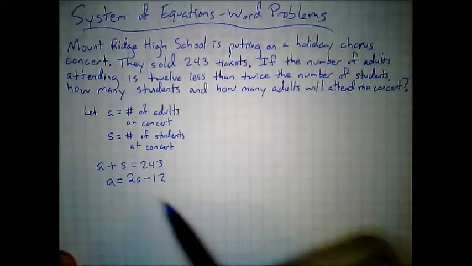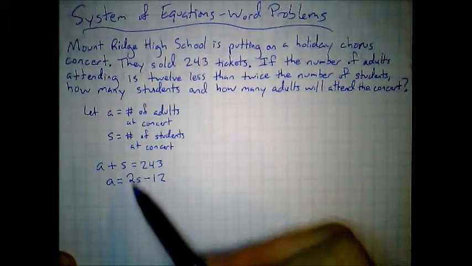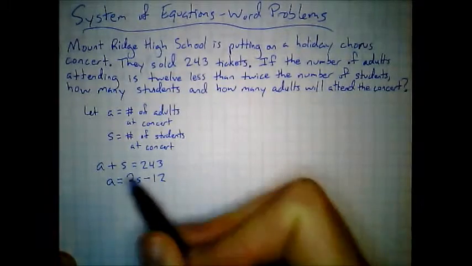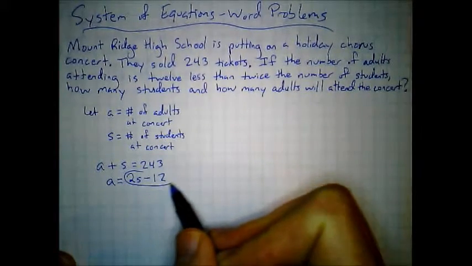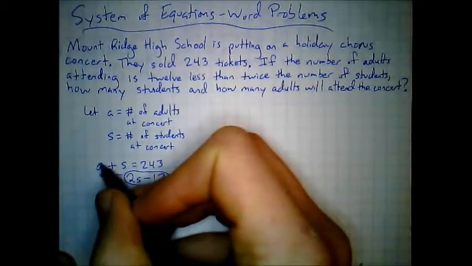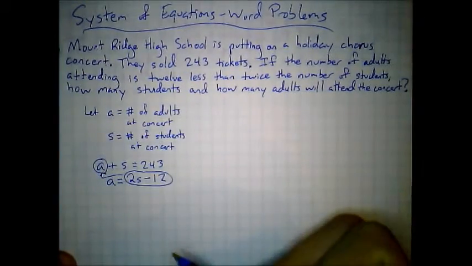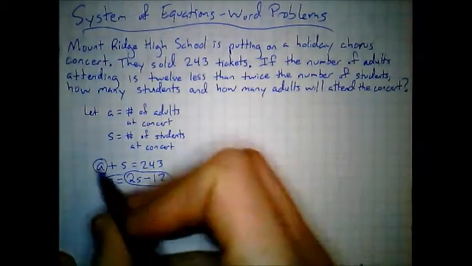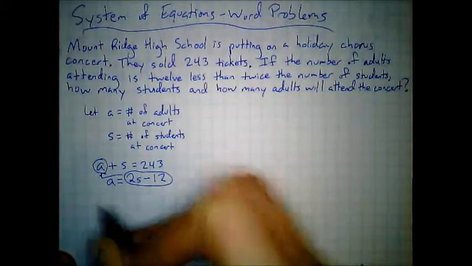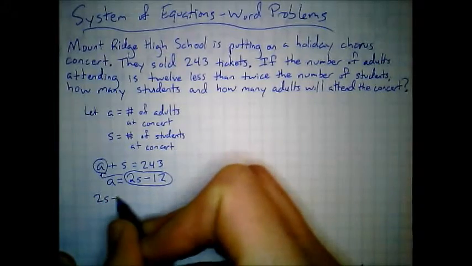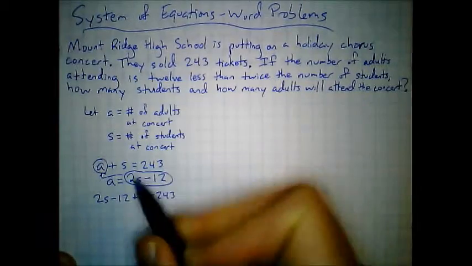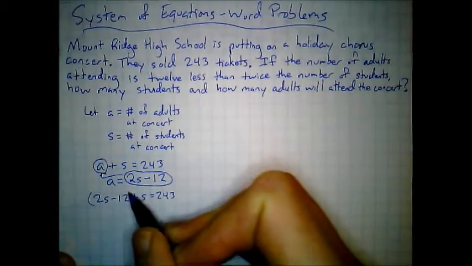A equals 2s minus 12. That means every single A in this problem also equals 2s minus 12. So I'm going to use the substitution method to solve this system of equations. I'm going to substitute 2s minus 12 in for the A in my first equation. So instead of doing A plus S equals 243, I know that A equals 2S minus 12, so I'm going to say 2S minus 12 plus S equals 243. I'm just substituting 2S minus 12 in for A.